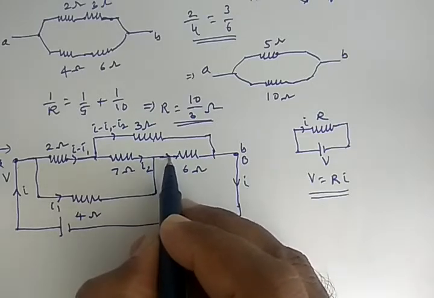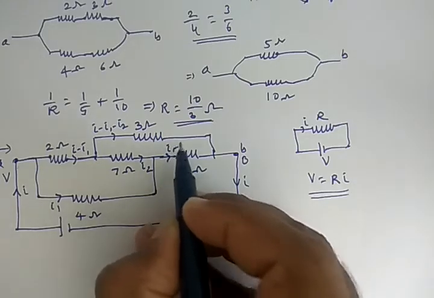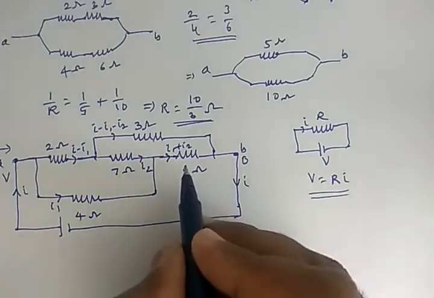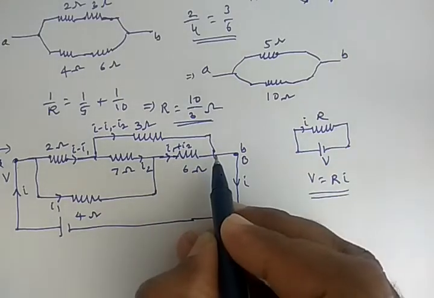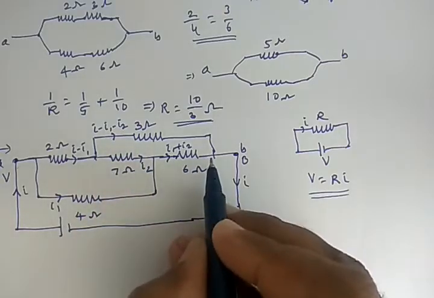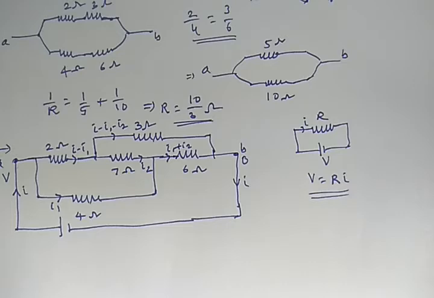And see, I1 is coming from here and I2 is coming from here, then both are meeting here. So the current that is going through this line becomes I1 plus I2. Then I1 plus I2 is coming here and I minus I1 minus I2 is coming here. When you add this current and that current, you get once again I. So this is how we can split the currents.